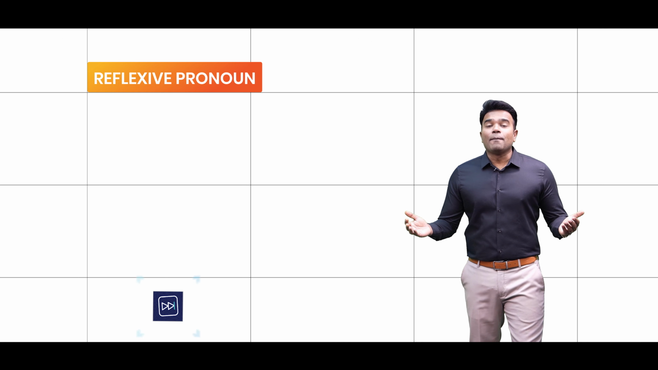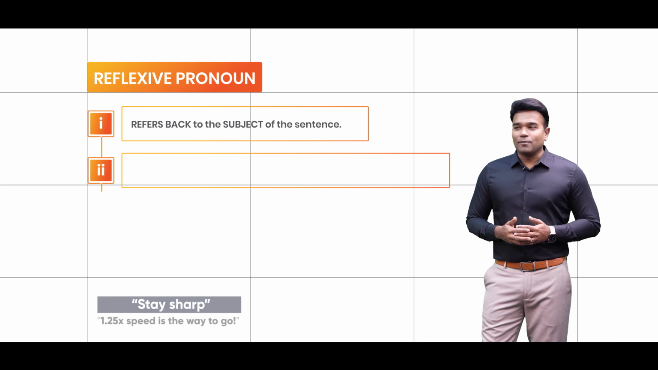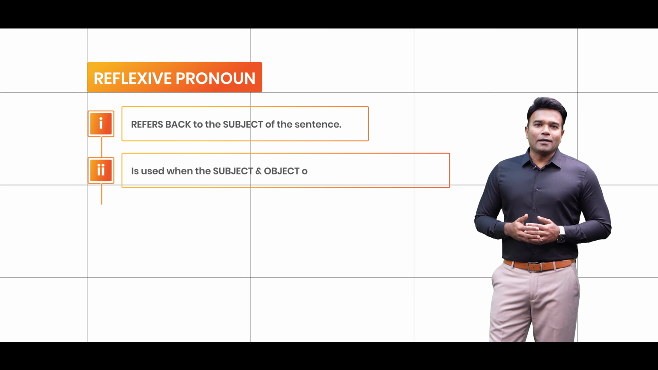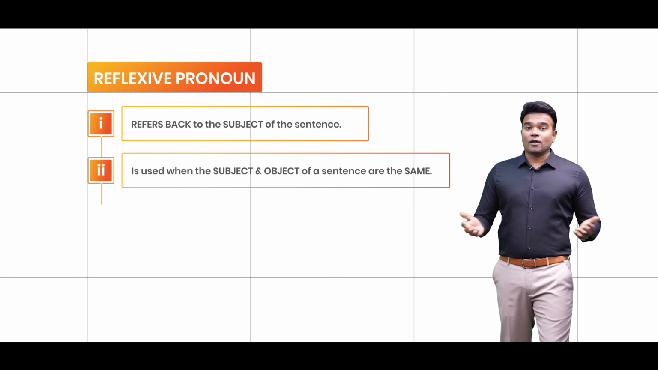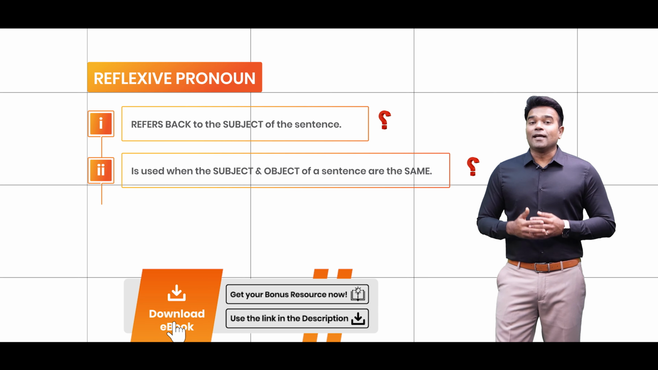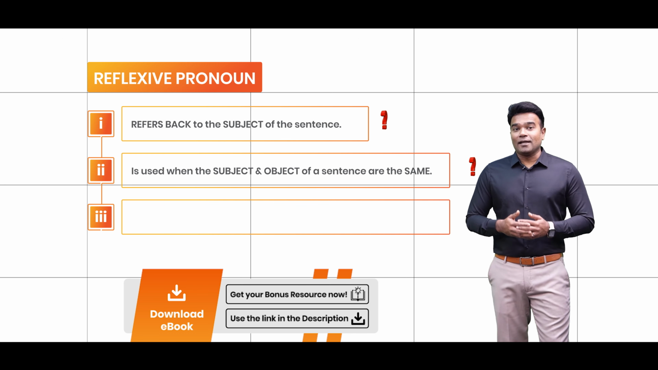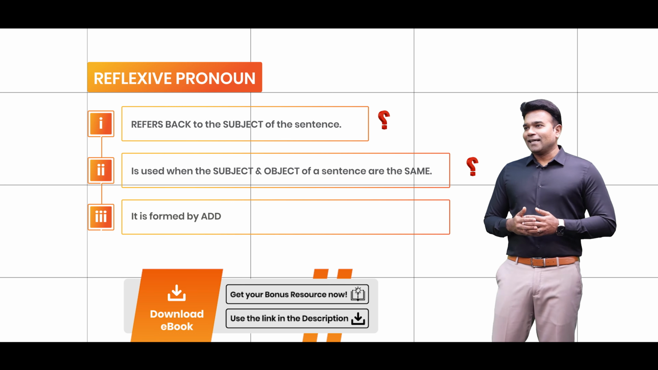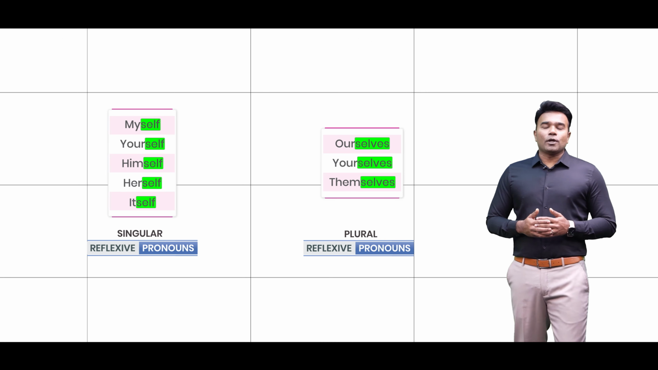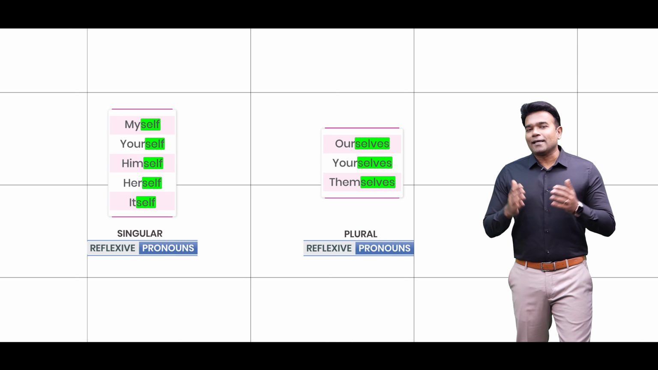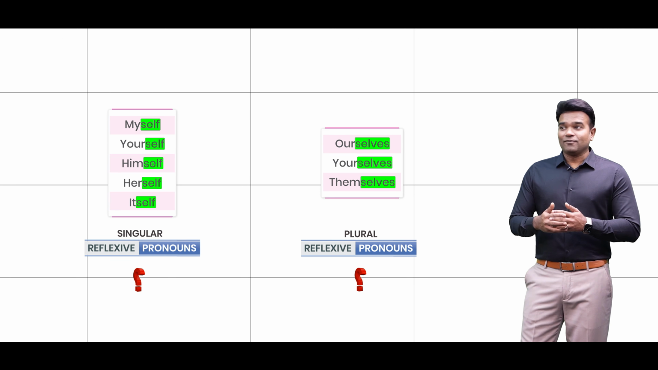A reflexive pronoun happens to be such a pronoun that refers back to the subject of the sentence. In fact, we make use of the reflexive pronoun whenever the subject of the sentence and the object of the sentence happen to be the same. What these two points really mean is something that I shall be telling you moving forward in this video, but you already know the third point, that the reflexive pronouns are formed by adding either self or selves to certain pronouns. If you look at these tables, then I'm sure you can understand that. But the real question is as to when and how do we really make use of the reflexive pronouns.